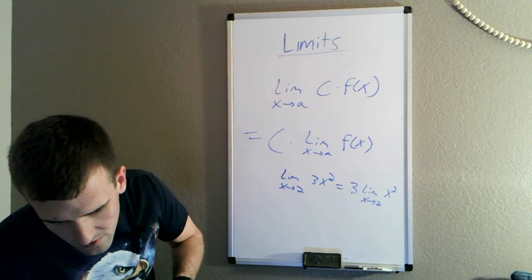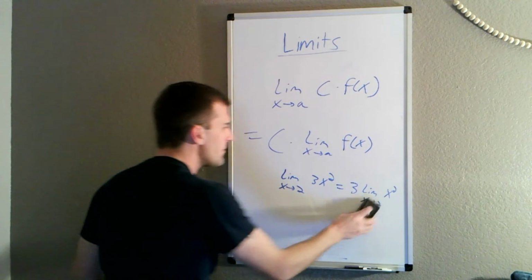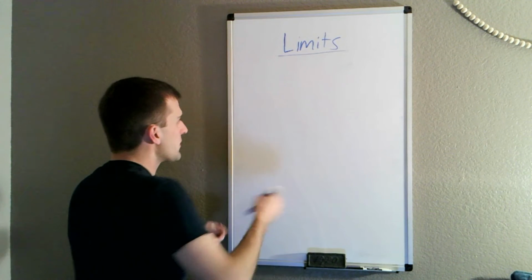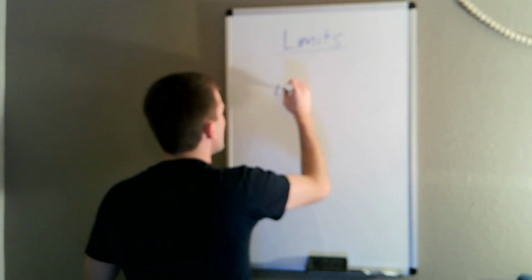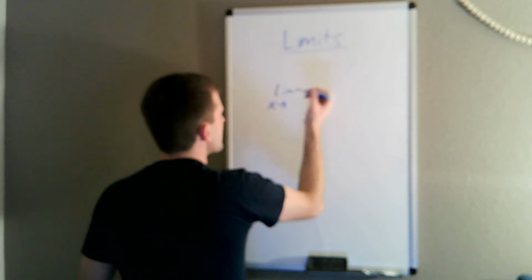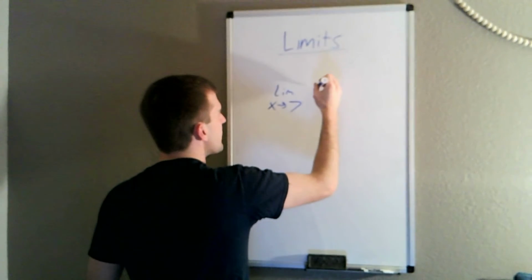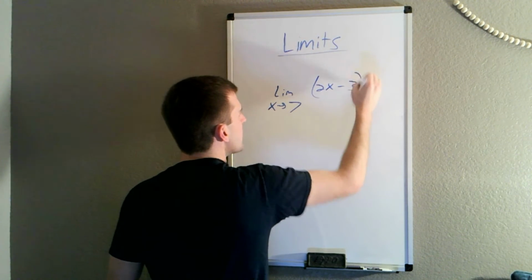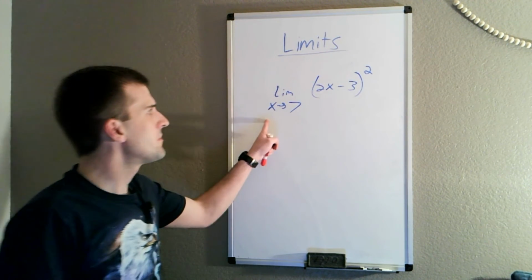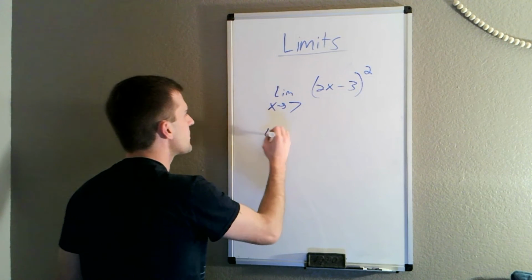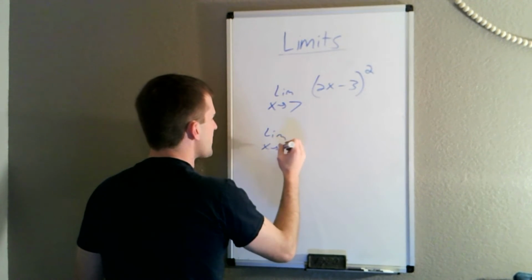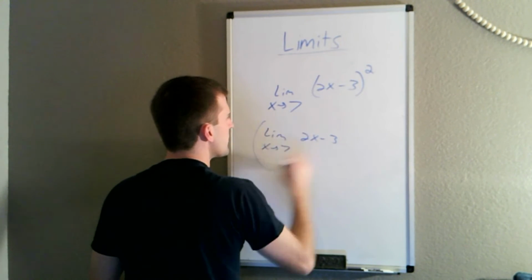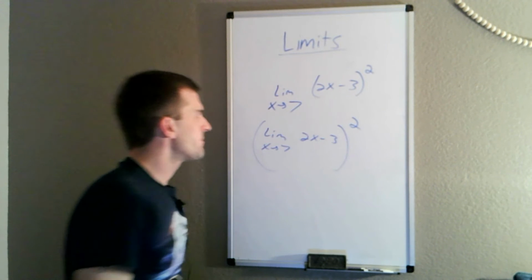Let's see. And then there's another one with the power law. So if you have the limit as x approaches, let's say 7 this time, of (2x minus 3) squared, this is the same thing as the limit as x approaches 7 of 2x minus 3, squared.